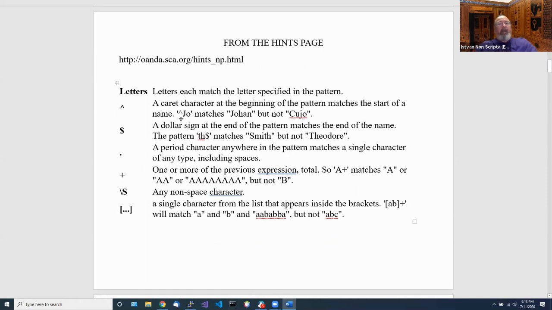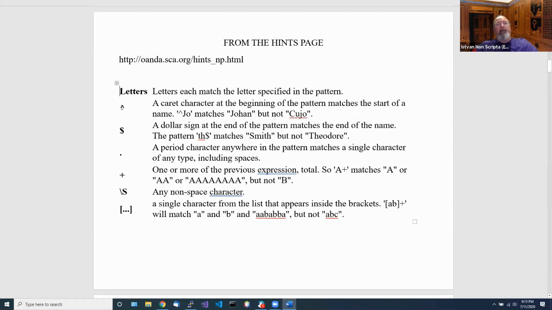So from the hints page, this is the URL of the hints page, and it has this on it. Any letter matches a letter in the specified pattern. So that was the leading J. We can ignore these for now.